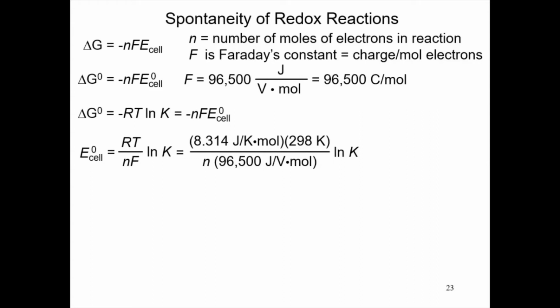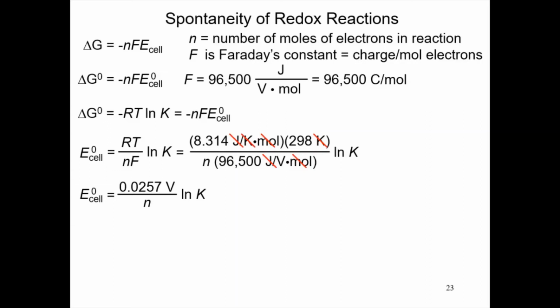And now let's see how these things cancel. Joules will cancel out with joules. Per Kelvin will cancel out with Kelvin. Per moles will cancel out per moles. And the only unit left standing is the voltage, which flips up. And we end up with this equation here, which is perfectly fine for you to use. As long as we are working at 25 degrees Celsius, you can use this expression.